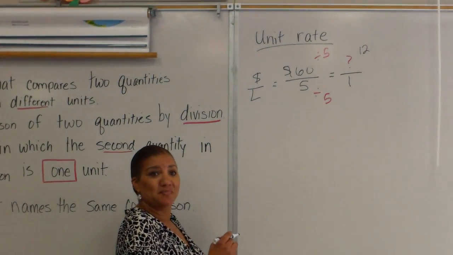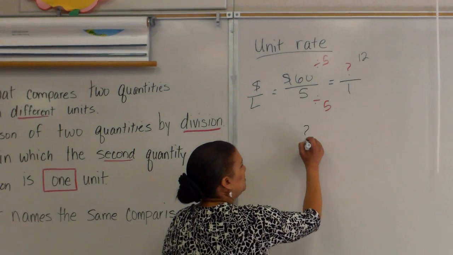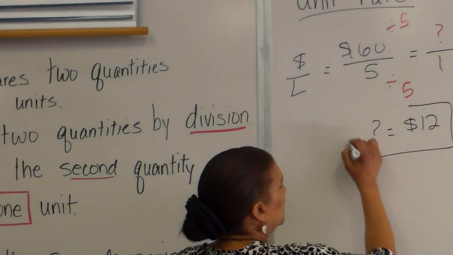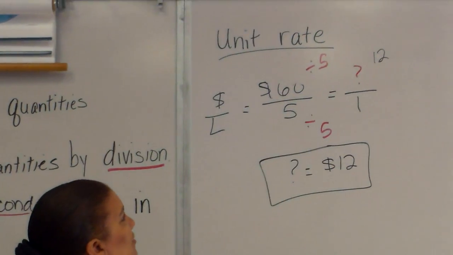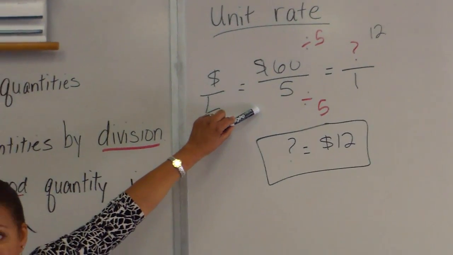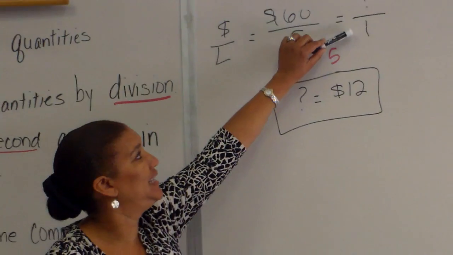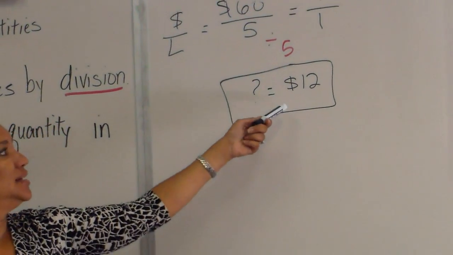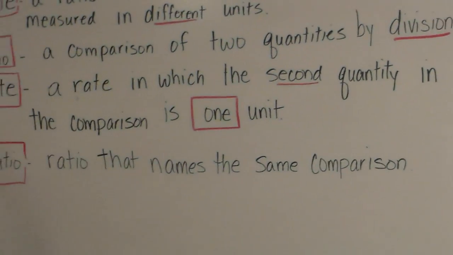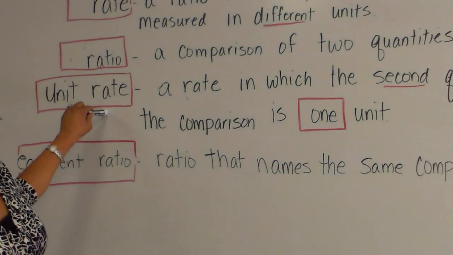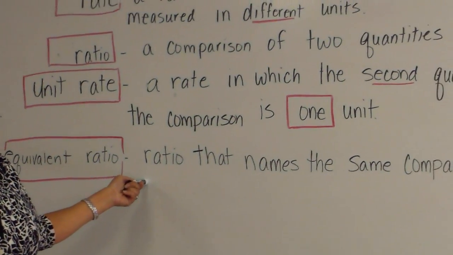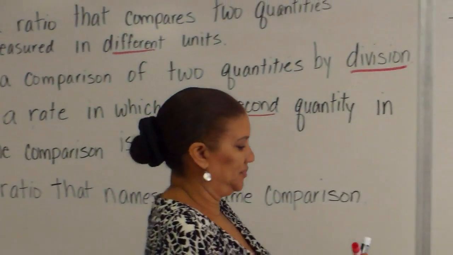So now I have my unknown number. My unknown number is $12. So I now know that it costs $60 for 5 lessons. How much does it cost for 1 lesson? It costs $12. We have just solved the unit rate by using equivalent ratios. Let's do another one.